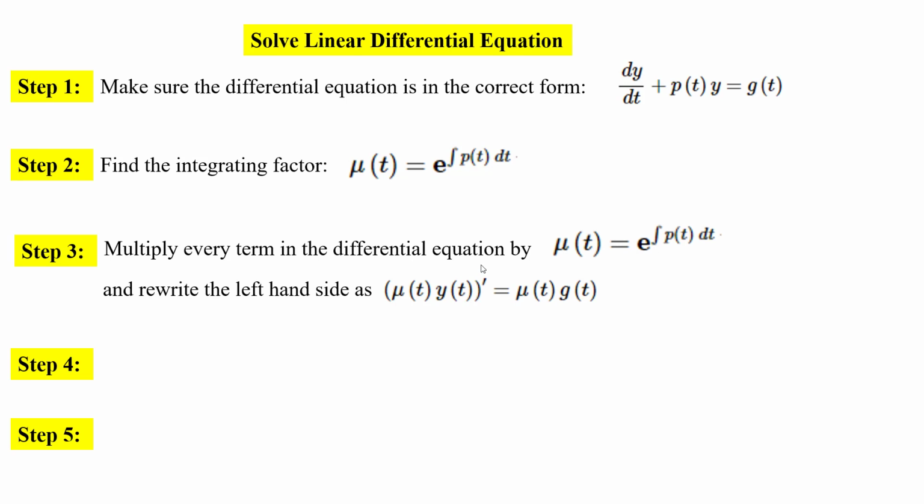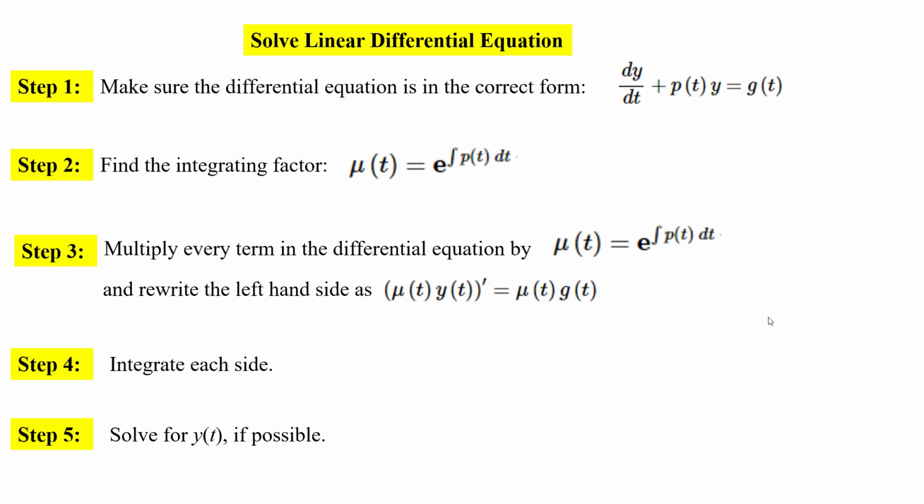Multiply every term in the differential equation by mu of t, which is what we did. And rewrite the left side, because of the product rule, as a derivative of a product of two functions. Integrate each side. Solve for y of t if possible. So we have to hope for a lot of things. We have to hope that p of t has a closed form integral. We have to hope that when you multiply g of t by mu of t, that has an integral, and this will have an integral because it's a derivative. Okay, all right.